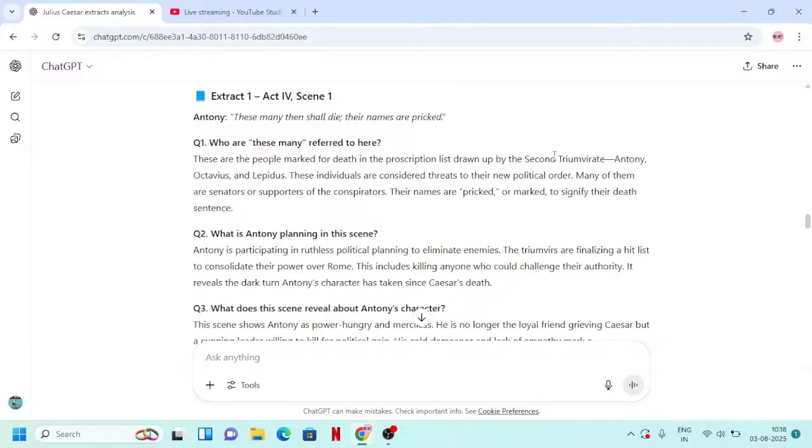Second triumvirate means a group of people, especially 3 people. You can say a governing body consisting of 3 officials. Here Antony, Octavius and Lepidus make this second triumvirate. The first triumvirate was Pompey, Julius Caesar and Cassius. So this is the second triumvirate. These individuals are considered threats to their new political order. Many of them are senators or supporters of the conspirators. Their names are pricked or marked to signify their death sentence. So in the starting they are chalking down, noting who are going to be prosecuted.